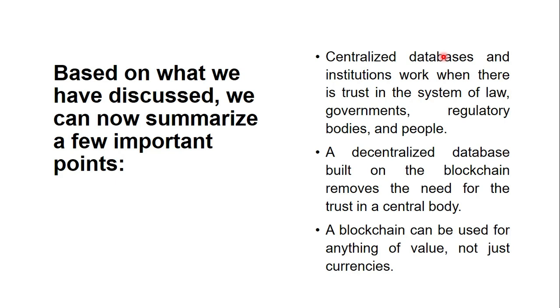A decentralized database built on a blockchain removes the need for trust in a central body. Now there is no need to trust anyone. We have a database and everyone has a copy of it. If someone removes something from it, we can check with somebody else across the globe, because it is distributed across different computer systems. A blockchain can be used for anything of value. It's not about cryptocurrencies only, not just Ethereum or Bitcoin, but it can be used for anything, like storing our documents and so on.